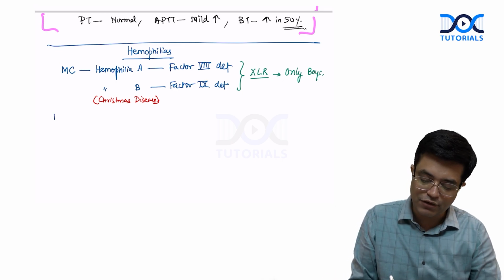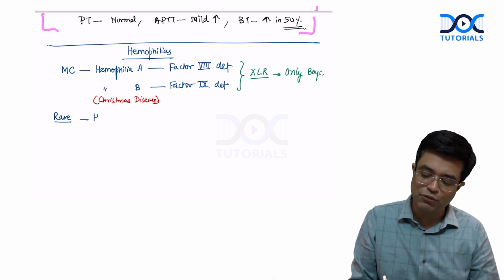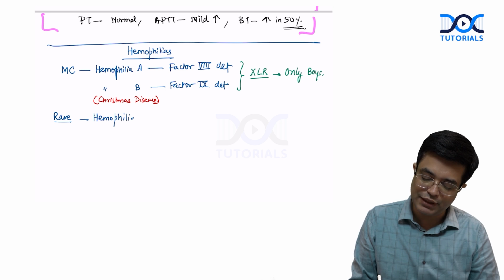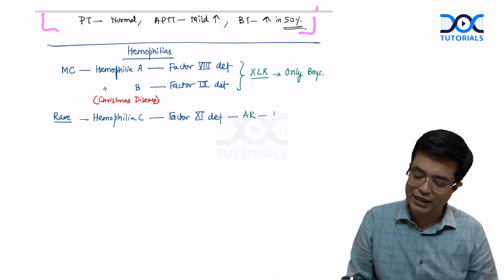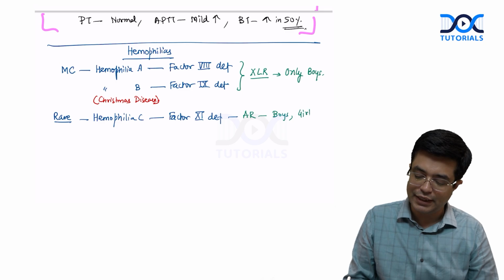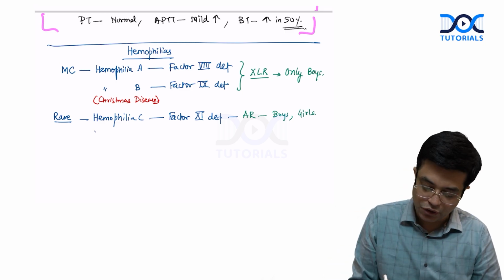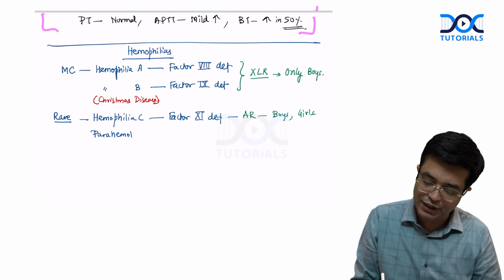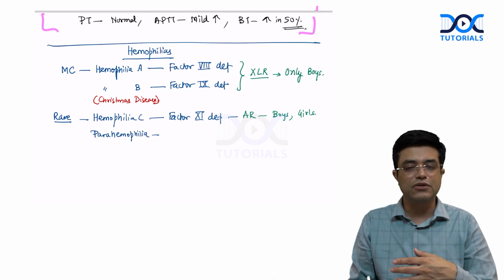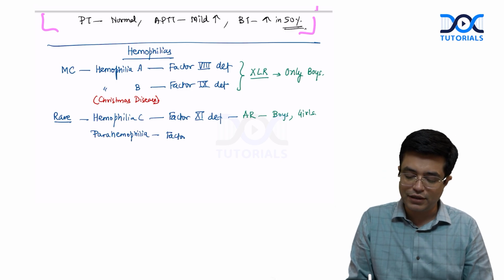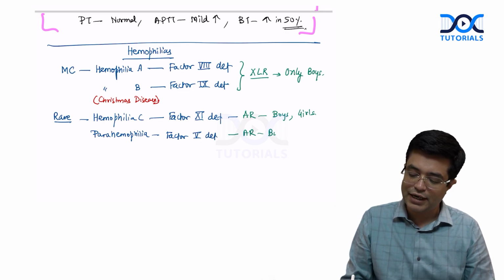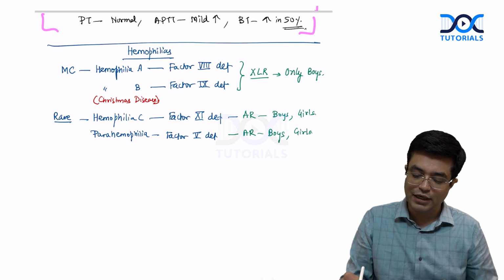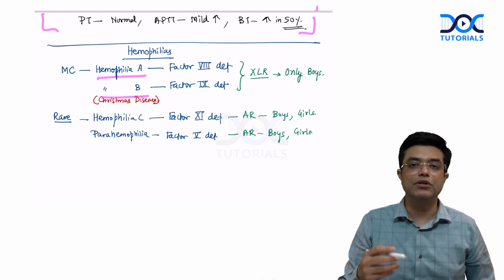But there are rare forms of hemophilias also. We have Hemophilia C, which occurs due to factor 11 deficiency. And this condition is autosomal recessive, so it can occur in both boys and girls. And then there is an even rarer form called parahemophilia, which behaves like hemophilia under circumstances, but per se does not cause spontaneous bleeding. It occurs due to factor 5 deficiency. And just like Hemophilia C, this is also autosomal recessive and can occur in both boys and girls. But when we generally talk about hemophilia, we are talking about these two varieties.